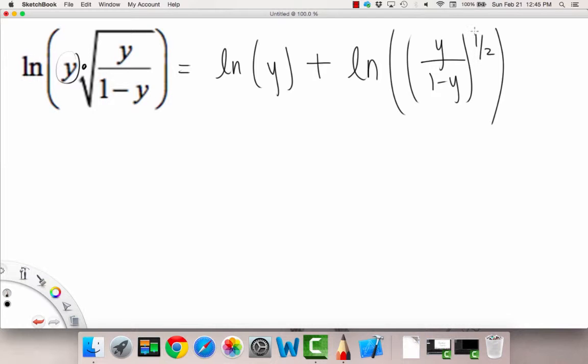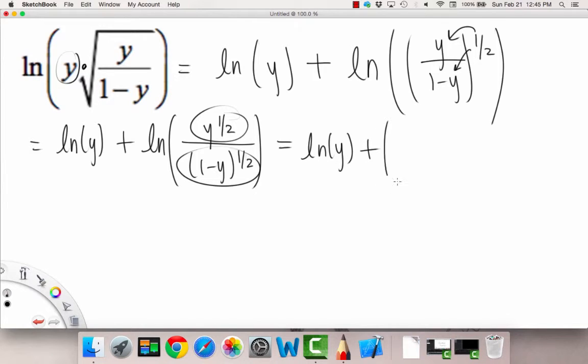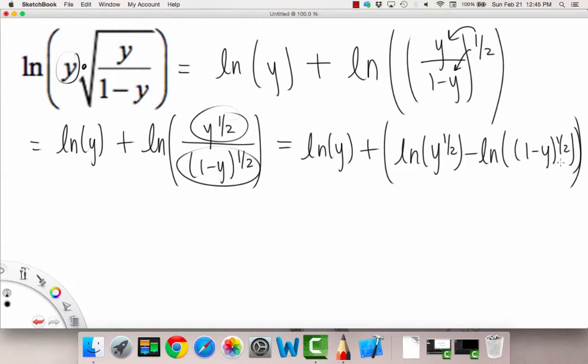And then we can distribute this exponent here. So this is going to become ln of y, and then plus ln of y to the 1/2 power over 1 minus y, quantity, to the 1/2 power. Now we see that we have something being divided by something else inside of a log. That gives us a hint to use the difference property of logs. So now we have our normal ln y out in front, and then plus, and this is going to break up into ln of the top thing minus ln of whatever's on the bottom. So that's going to be a 1 minus y to the 1/2 power. I think I need one more parentheses there.